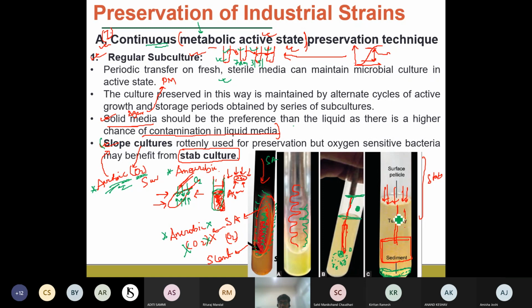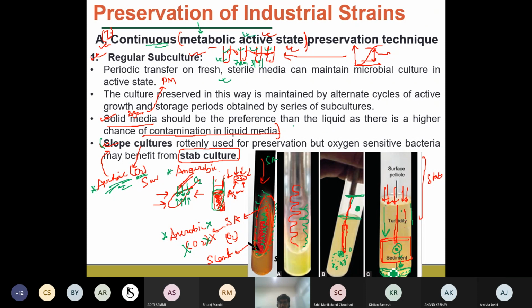Why is it at the bottom of the test tube? Because if we look at the oxygen concentration across this gel, obviously it will be least at the bottom and highest at the top, because the diffusion of oxygen across the agar gel is very low. So if you are going to grow an anaerobic culture, you have to grow it as a stab culture. Under stab conditions, we insert the microbe into the agar and leave it to grow, and after some time it grows in number because of its metabolically active state.